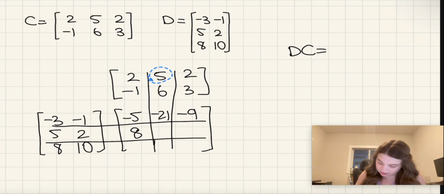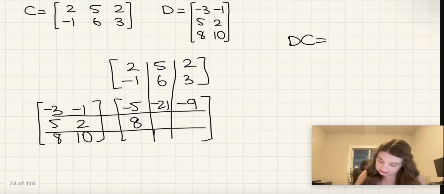And then we have 5 times 5 is 25, plus 6 times 2, which is 12. So 25 plus 12 is 37. Then we have 2 times 5 is 10, plus 3 times 2 is 6, so that's 16. Then we have 2 times 8 is 16, and -1 times 10 is -10. So 16 minus 10 is 6.